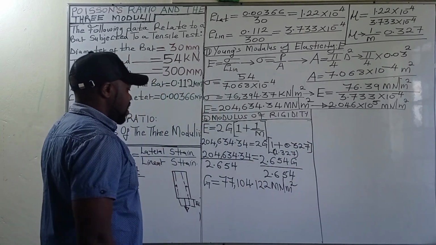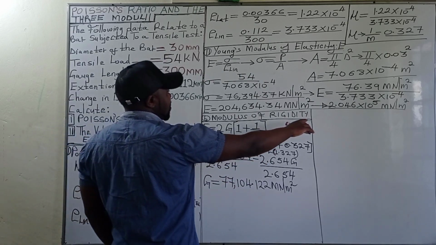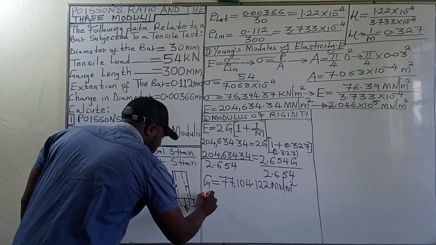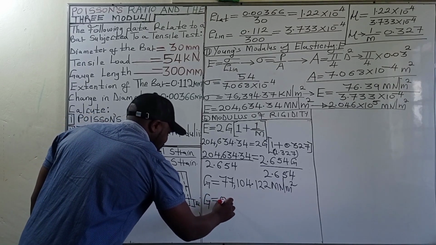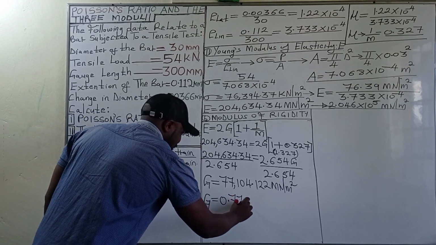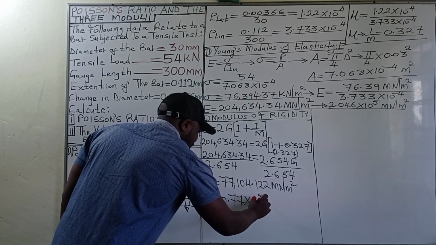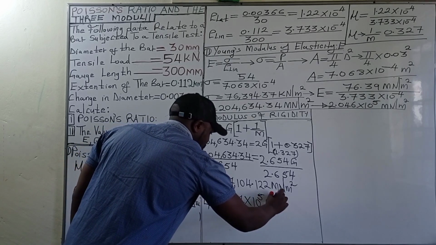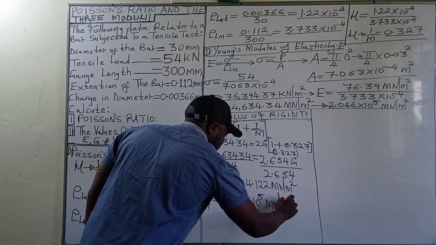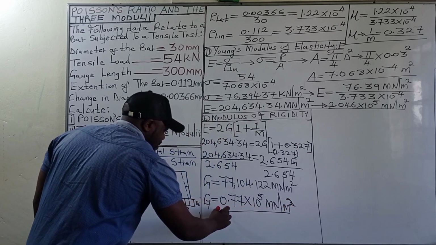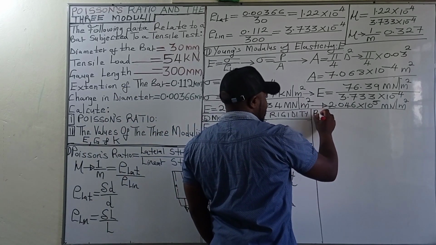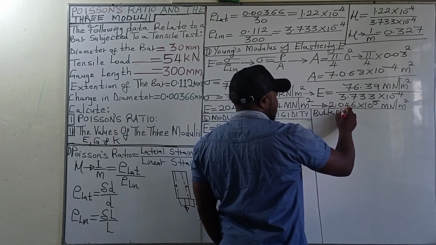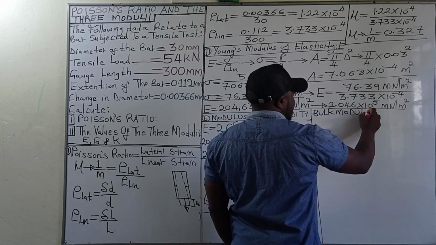You can also write it in standard form, that is times 10 raised to the power of 5. When we do so, we are going to have G equal to 0.77 times 10 raised to the power of 5 meganewtons per square meter. So we are done with the modulus of rigidity. Finally, we are going to determine the bulk modulus of elasticity.